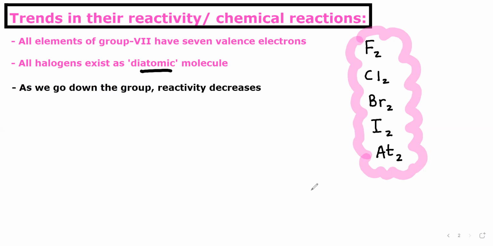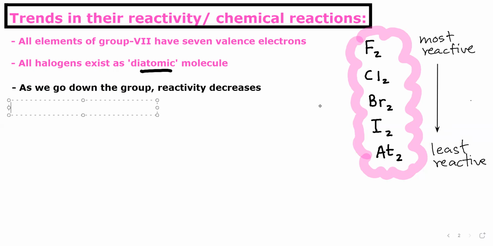Okay, here, what do we have? This is the most reactive halogen, and here you go to the least reactive. As you are going down, reactivity basically what? Decreases. Then, we go next. What else are we talking about?